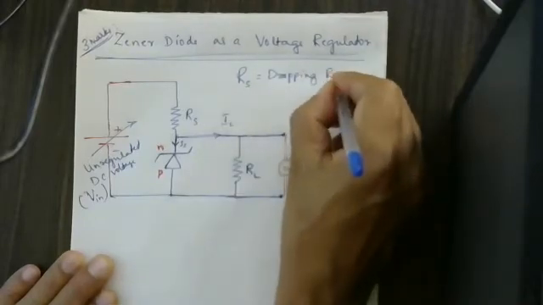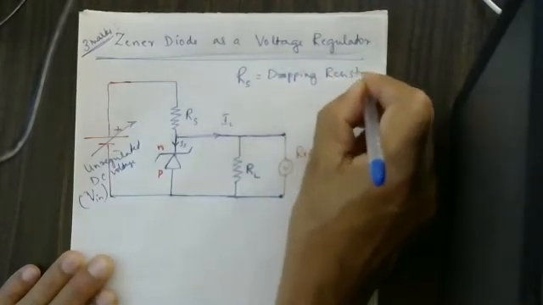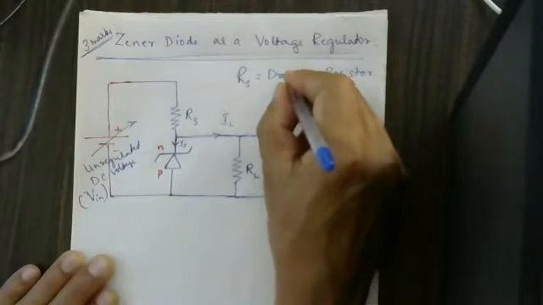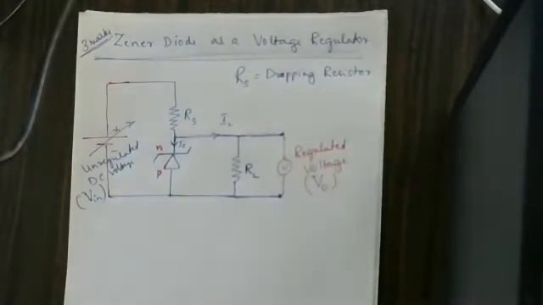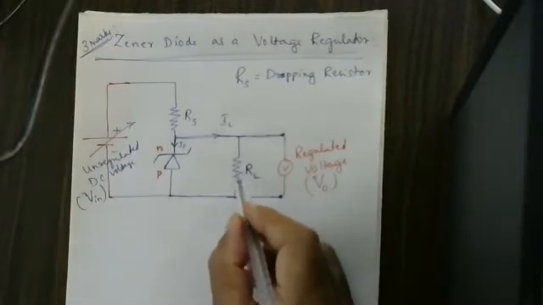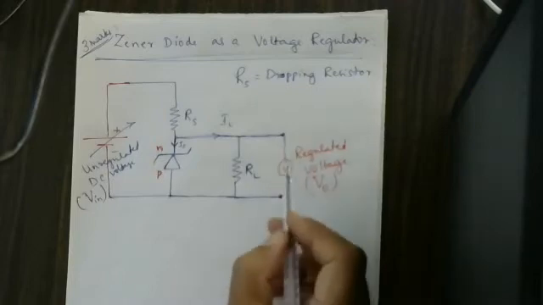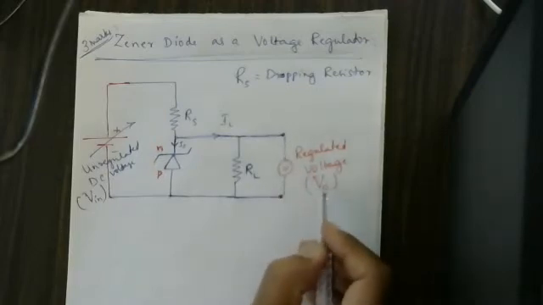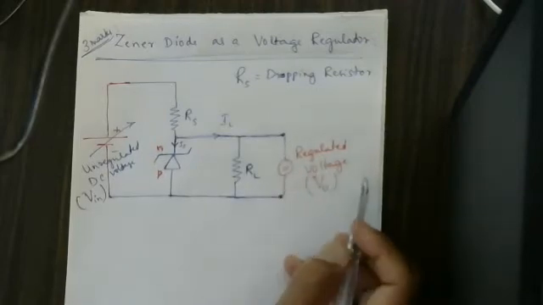Dropping resistor, because voltage is going to drop here. It is called the dropping resistor. This is the load resistor, a load resistance. Here we are getting an output voltage, which is said to be the regulated voltage.